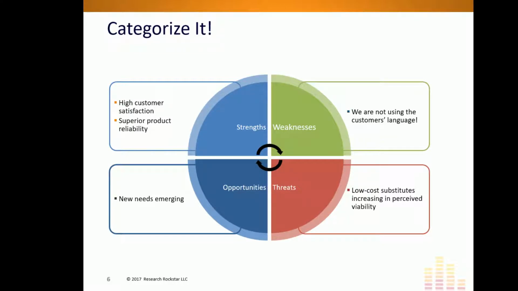So in this case, we're talking about research about this company and its brand, and we see that they have some strengths. They have high customer satisfaction and superior product reliability. That's fantastic. They also have some weaknesses. It turns out that their research shows that they're not using the customer's language. We also see some future things that are emerging as opportunities going forward, like we see evidence that there's some new needs emerging. Awesome. So that's a potential opportunity. And a threat, again, threats are always future. Low-cost substitutes are increasing in perceived viability.